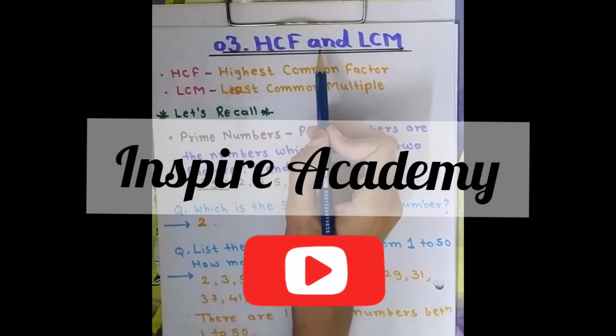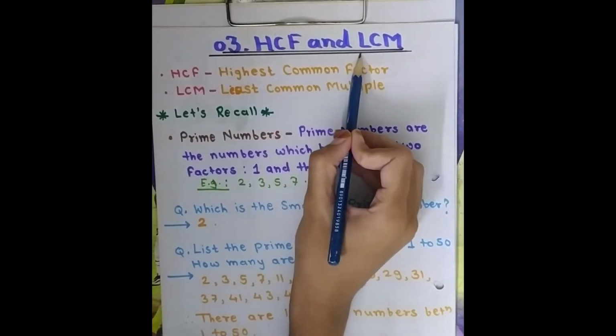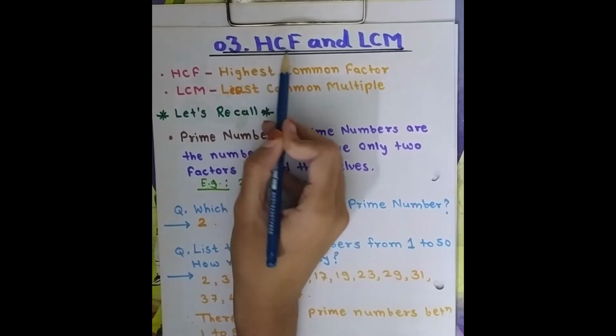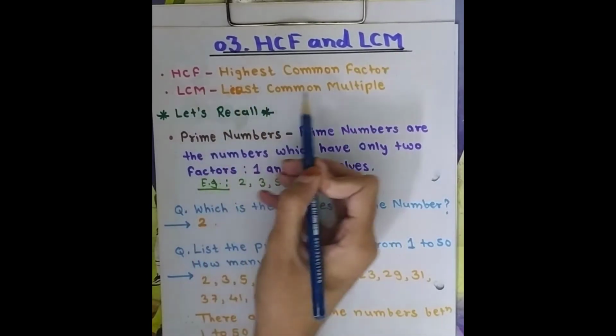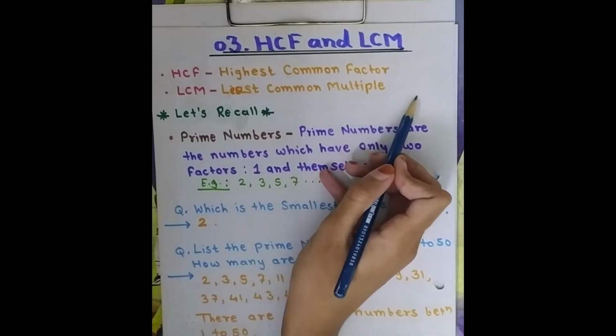Standard 7 Mathematics, third lesson is HCF and LCM. So HCF means what? Highest common factor, and LCM means least common multiple, that we studied in 6th standard.